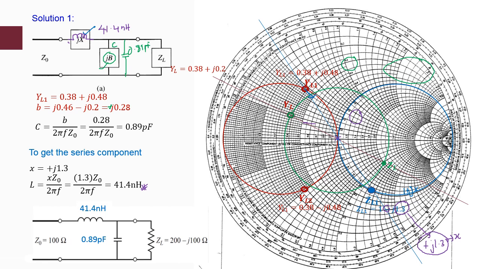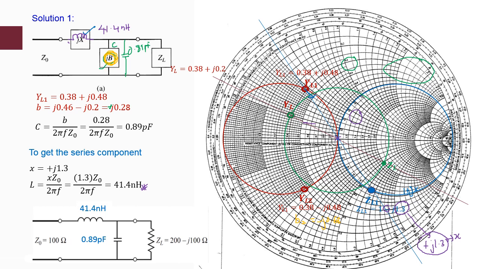Okay, same goes for solution 2. If you are going to use solution 2, then we have calculated the B2 just now. So you refer to B2. In this case, B2 equals negative j 0.68. So refer to the table: if B is negative, what will be the component in here? I suppose it will be the inductor in the second solution.